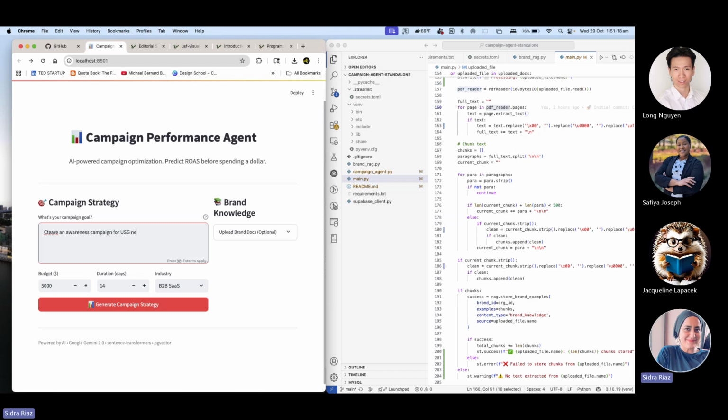create an awareness campaign for USF new cybersecurity school to increase applications and target high school seniors interested in cybersecurity.